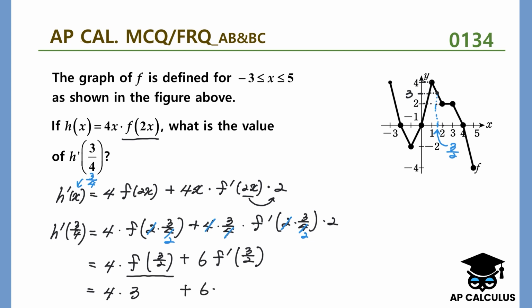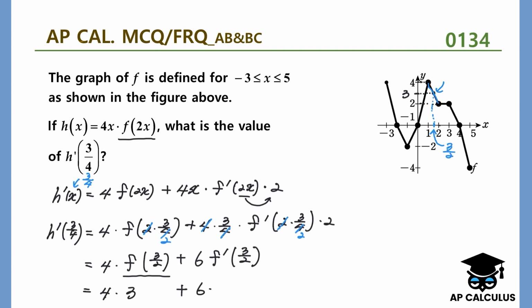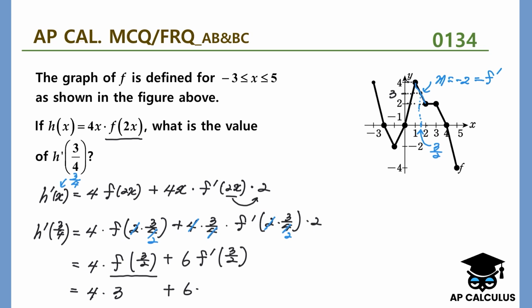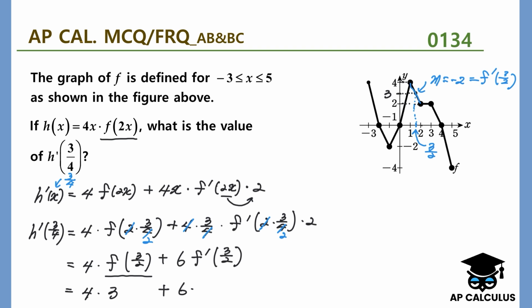Plus 6 times f prime of 3 over 2. That's a slope, so the slope of this line. Rise over run. Rise is -2, run is 1, so the slope has to be -2. And this one is equal to f prime of 3 over 2. So that's -2. So we have 12 minus 12, that's equal to 0. So the answer: h prime of 3 over 4 is equal to 0.